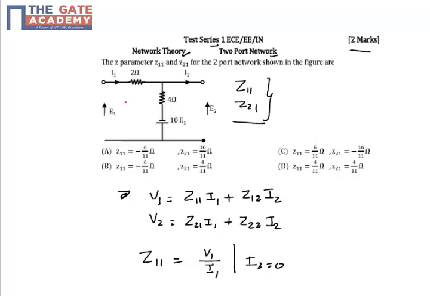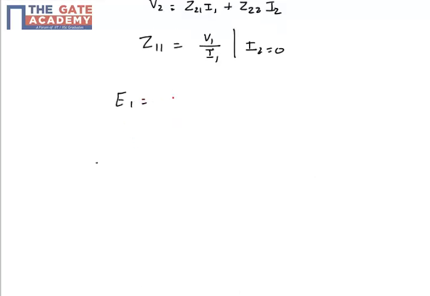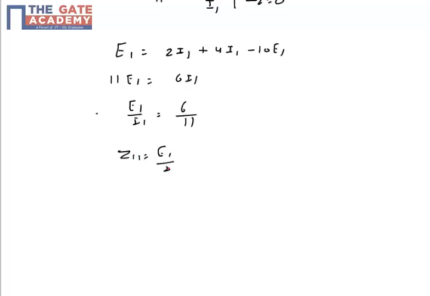So if the I2 is 0, then we only have one loop, the input loop. So just write out the equation here. In the input loop, the equation will be E1 is equal to 2I1 plus 4I1 minus 10 E1, right? So we will have 11 E1 is equal to 6I1, or we will have E1 by I1 as 6 by 11, which is basically V1, because in my question V1 is nothing but E1, right? So our Z11 will be E1 by I1, that is 6 by 11 ohms.